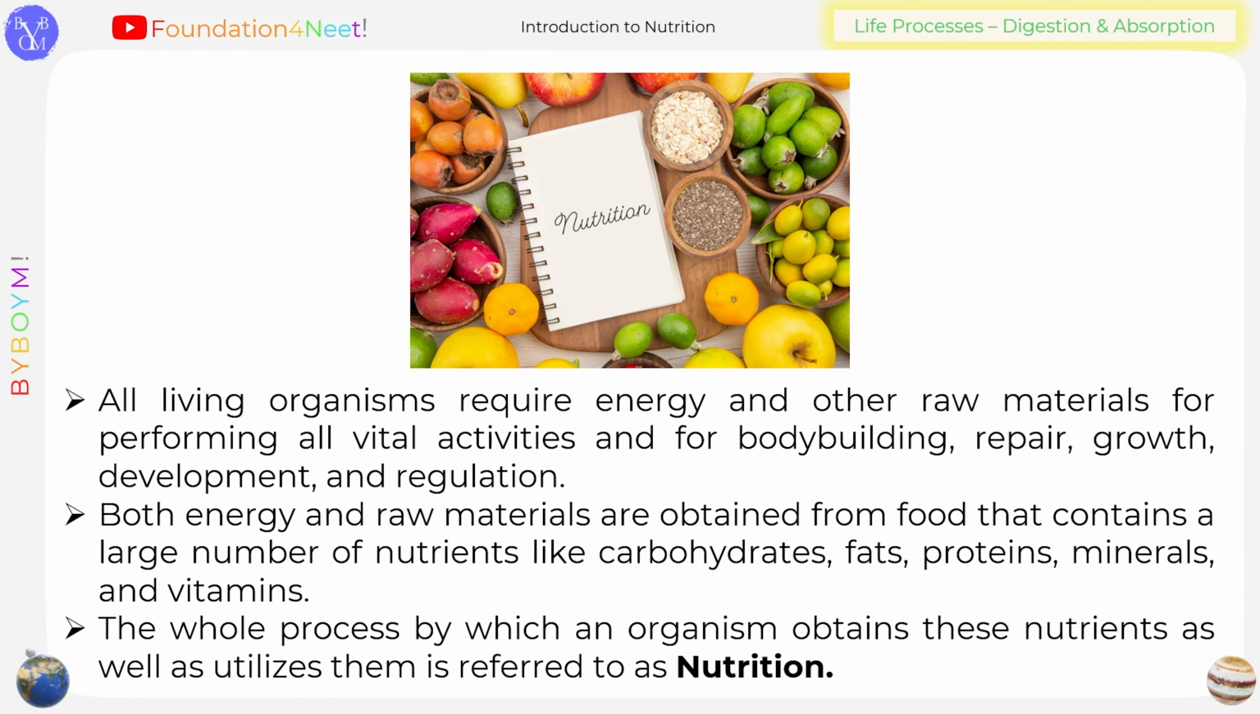All living organisms require energy and other raw materials for performing all vital activities and for bodybuilding, repair, growth, development and regulation. Both energy and raw materials are obtained from food that contains a number of nutrients. The major nutrients are carbohydrates, fats, proteins, minerals and vitamins. The whole process by which an organism obtains these nutrients as well as utilizes them is referred to as nutrition.